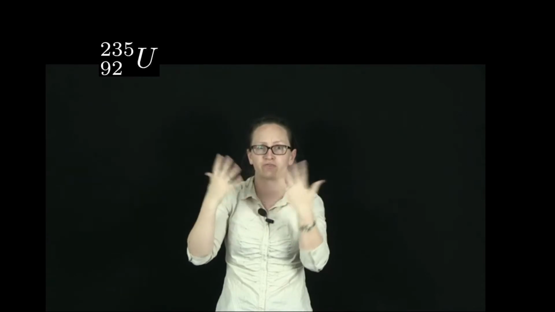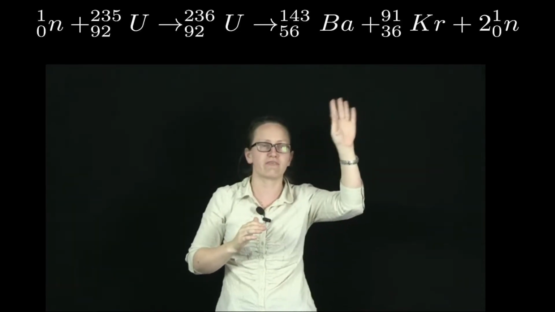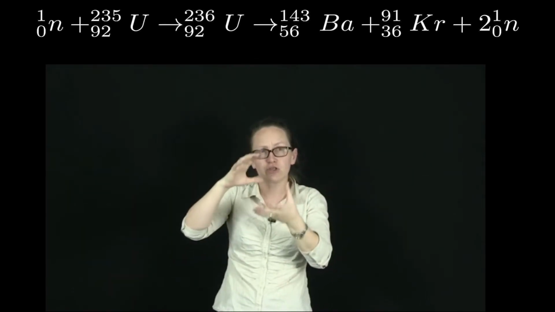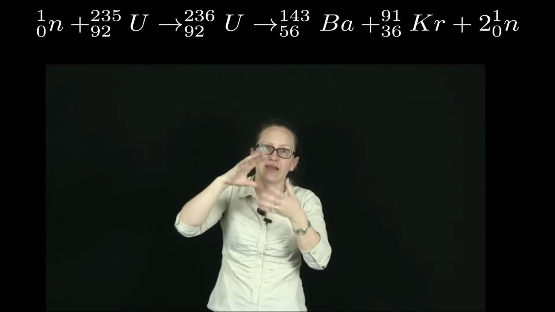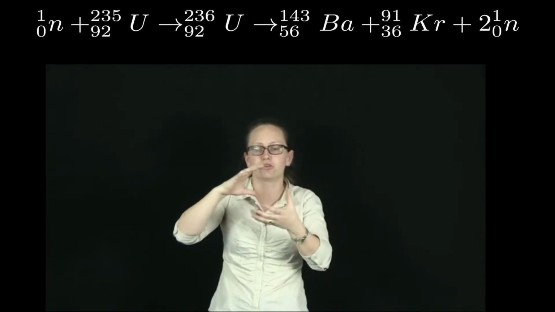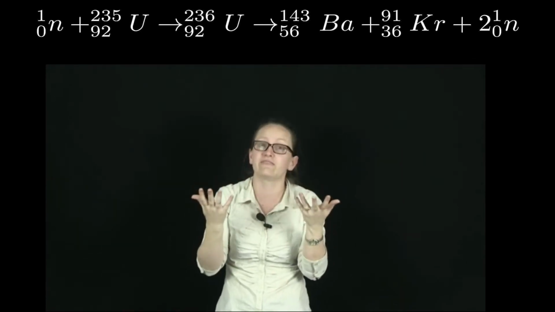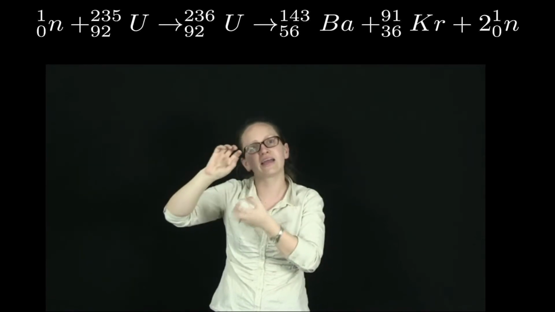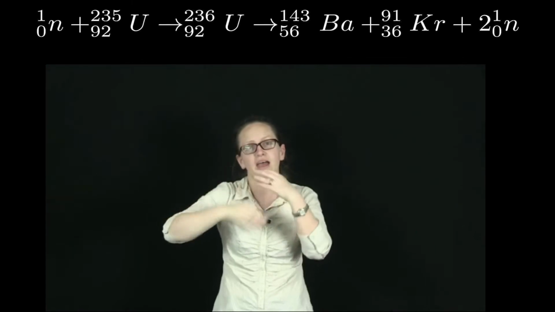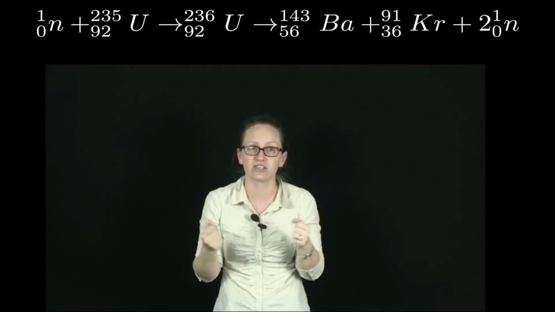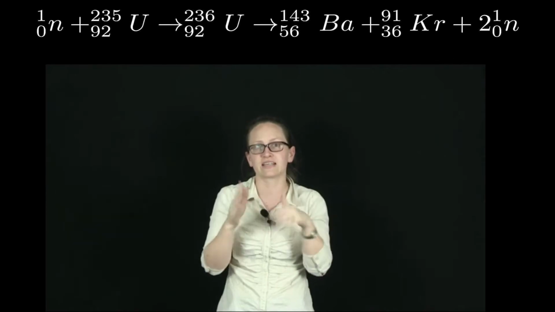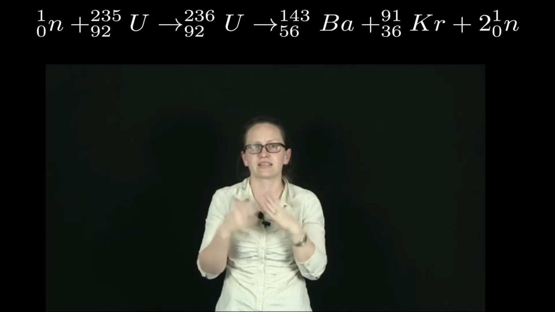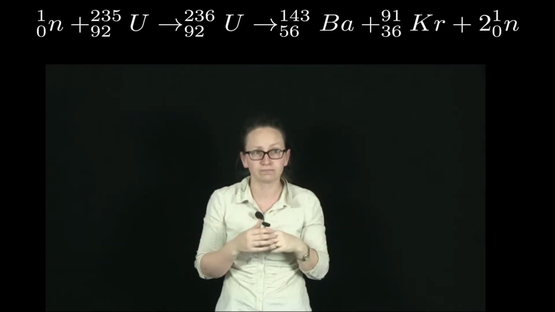So we can write the equation for this process as the uranium-235 plus the neutron goes to uranium-236. Now that uranium-236 is very unstable, and so it is going to decay, or undergo nuclear fission, where it splits apart and forms two lighter nuclei which have a higher binding energy per nucleon, and in the process that is going to release energy. So uranium-236 decays into barium-143 and krypton-91, and in this process it releases two neutrons.